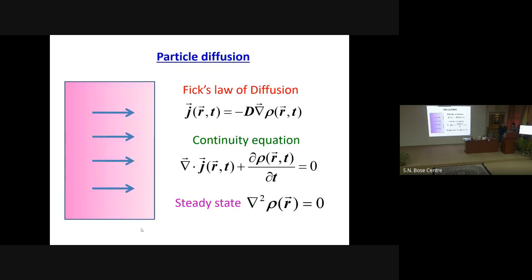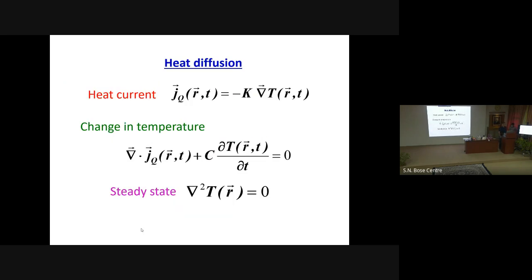So, Fick's law of diffusion says that the current is proportional to the gradient of the density, right? There's a diffusion coefficient. Negative sign because it's from higher to lower density. You put in the continuity equation, and in a steady state when density is not changing, you get Laplace's equation for the density. Laplace's equation does not apply only here. It applies in other places too. For example, heat diffusion. Heat current is proportional to the gradient of the temperature. Right? Change in the temperature comes from heat flowing out. And in steady state, temperature follows Laplace's equation.